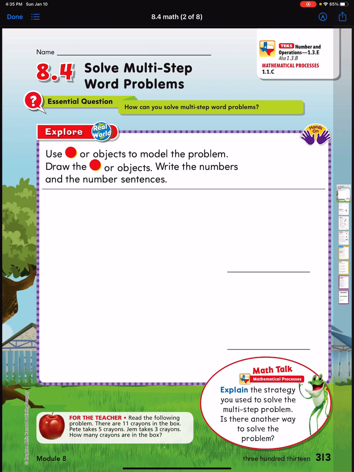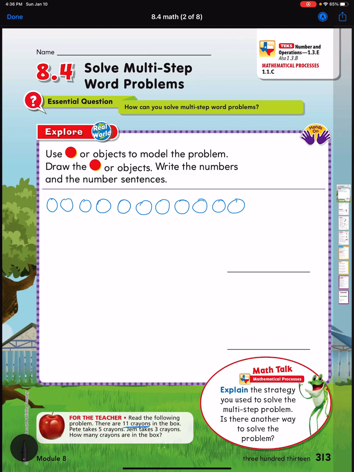Okay, so we're going to draw a picture to help us solve this multi-step problem. So what do I know? I know that there are 11 crayons in the box. So I can draw 11 crayons. 1, 2, 3, 4, 5, 6, 7, 8, 9, 10, 11.